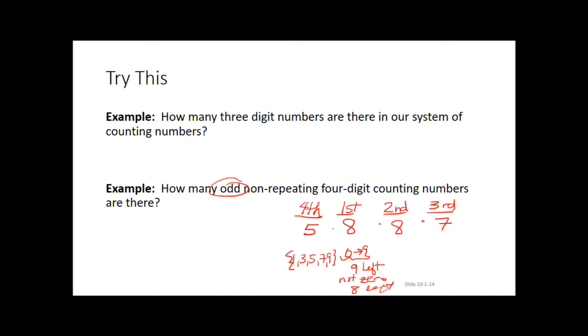So 5 times 8 times 8 times 7 would be a product that would give us the number of 4-digit counting numbers. Let's see, what does that turn out to be? 2,240.